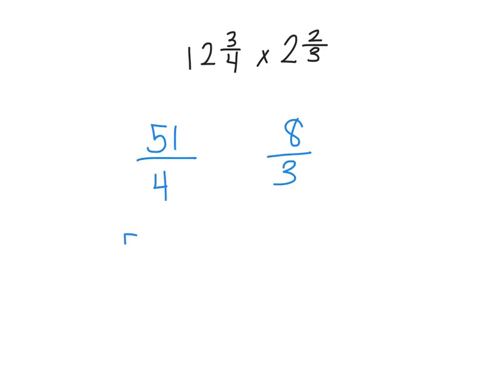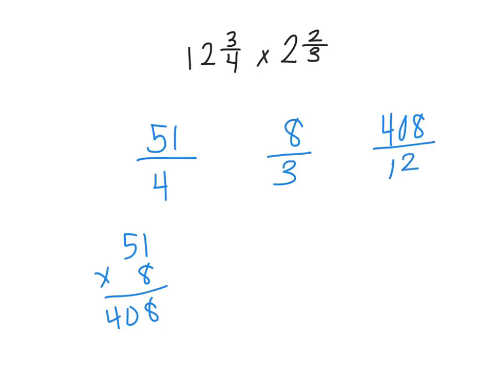51 times 8. 8 times 1 is 8. 8 times 5 is 40. 408. 4 times 3 is 12. So now I have to divide 408 by 12.